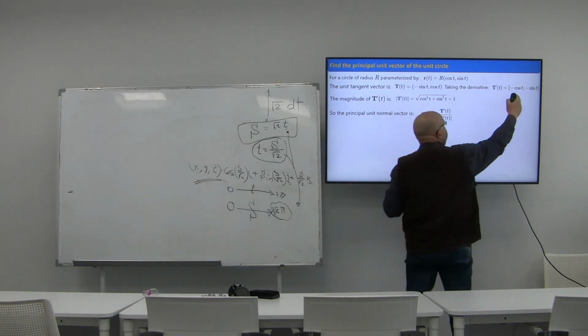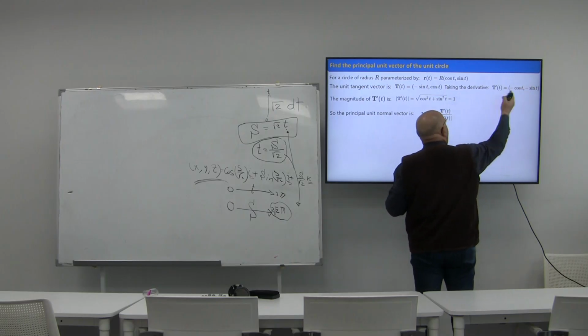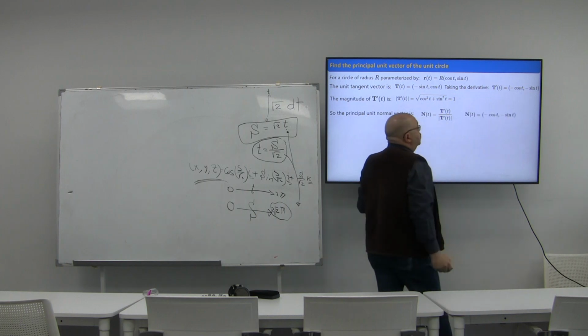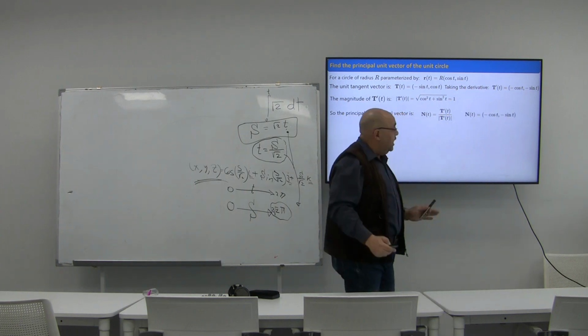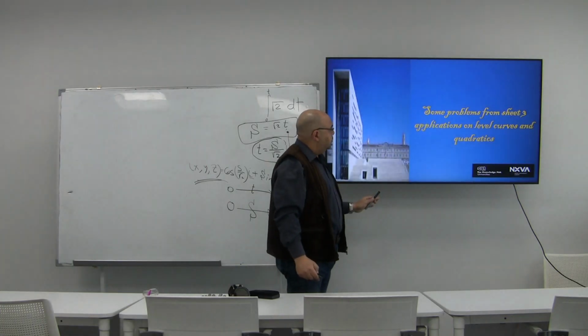I will start to divide these values over this one, which is 1, which will leave you with negative cosine t and negative sine t. That's it. Now, almost going toward the center of the circle.